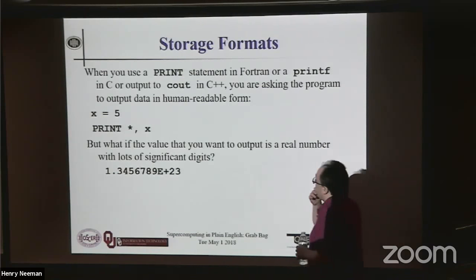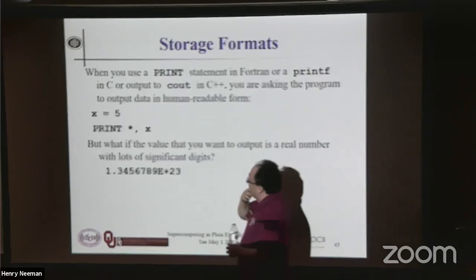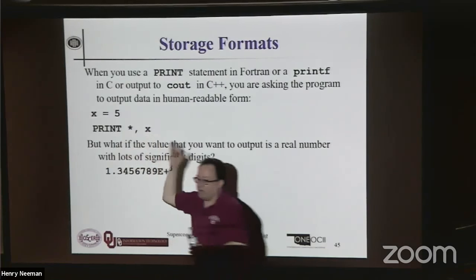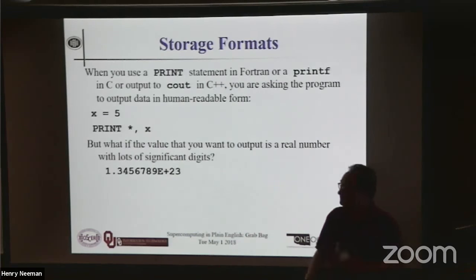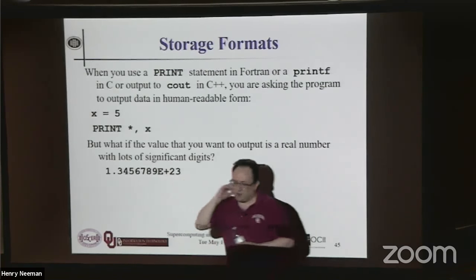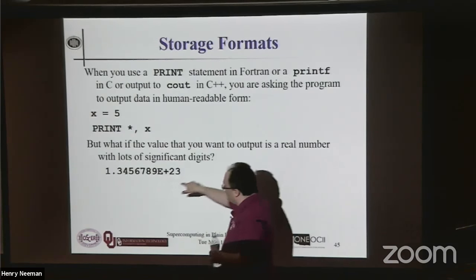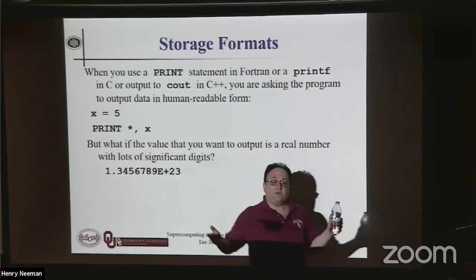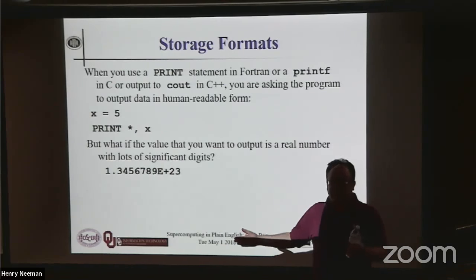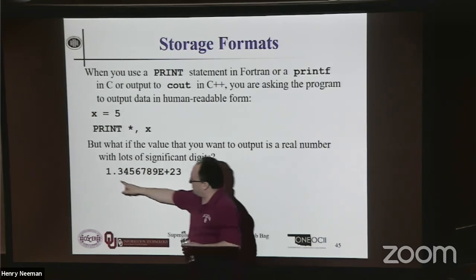All right, so here we've got a print statement in Fortran or a printf statement in C or whatever. And we want to output it in some human readable way, right? So here X is assigned 5, and then we output 5. Boom, done, right? Easy. Okay. But what if the value you want to output has lots and lots of digits? Now, if you output it in a human readable format, and by the way, we love human readable output because then we can just look at it, right? That's great.